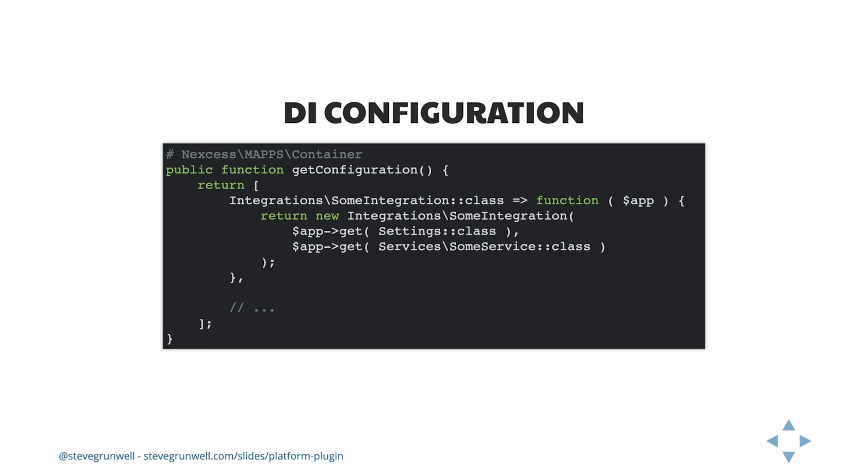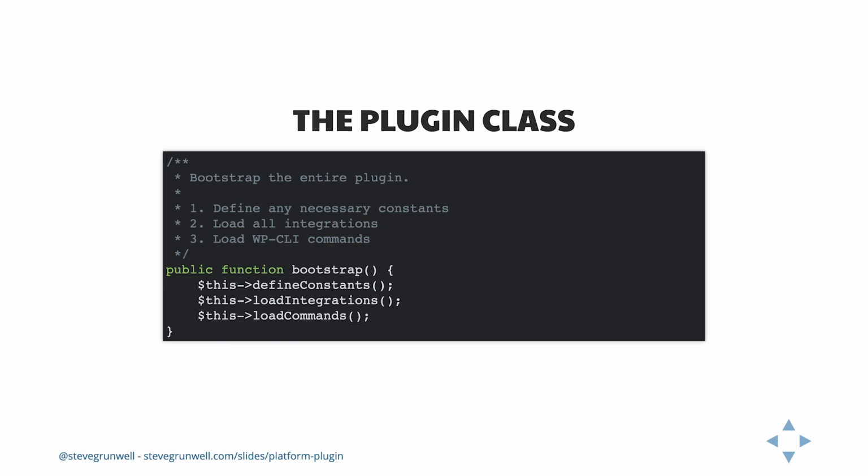So this is inside the container class. We have a getConfiguration method that returns a big array of classes mapped to closures that then return instances. So here we're saying that in order to build some integration, we need a settings instance as well as some service class. The container then caches the results, so we're only instantiating each one of these objects once by default. It's kind of like a singleton, but it's way easier to work with, way easier to test, and way cooler.